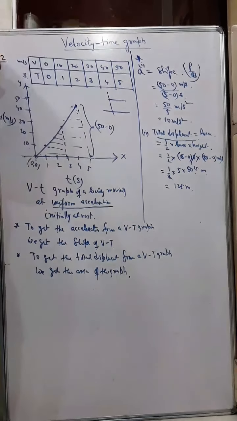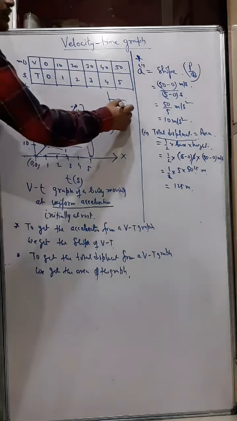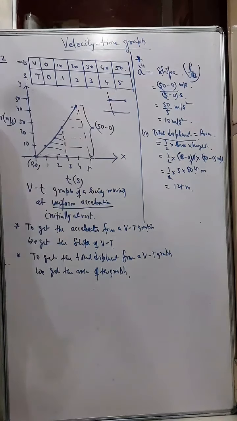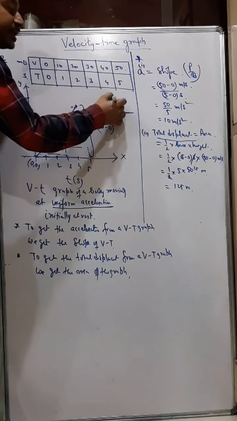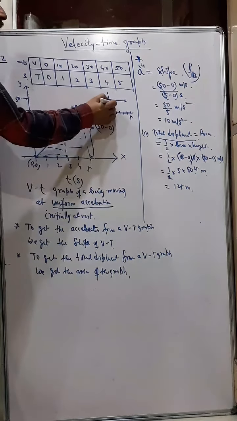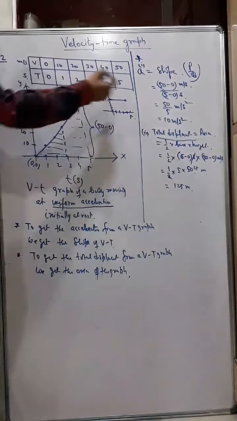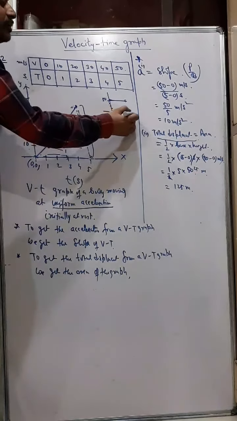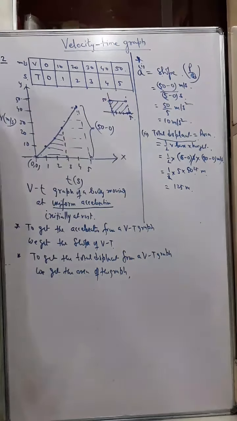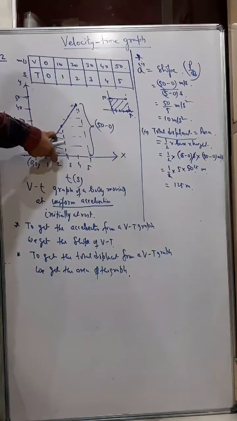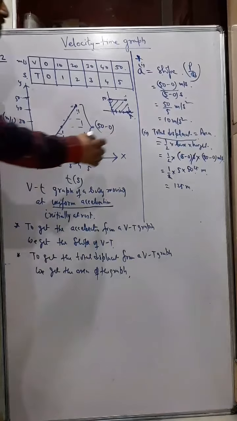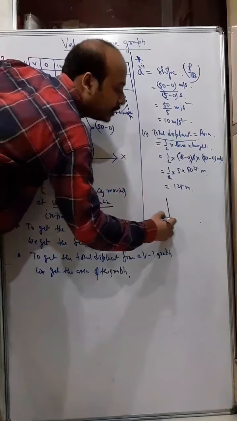Now if you remember example 1, it was a body moving with uniform velocity. In that case, if you remember, the graph was shaped like this: 1, 2, 3, 4, 5, and this was 0 and this was 50 or 40. If they ask me the displacement, I will find the displacement of this rectangle. In this case it was a triangle, but if you get a rectangle, then I will do length into breadth. Sometimes you may get a trapezium. I will show you later.